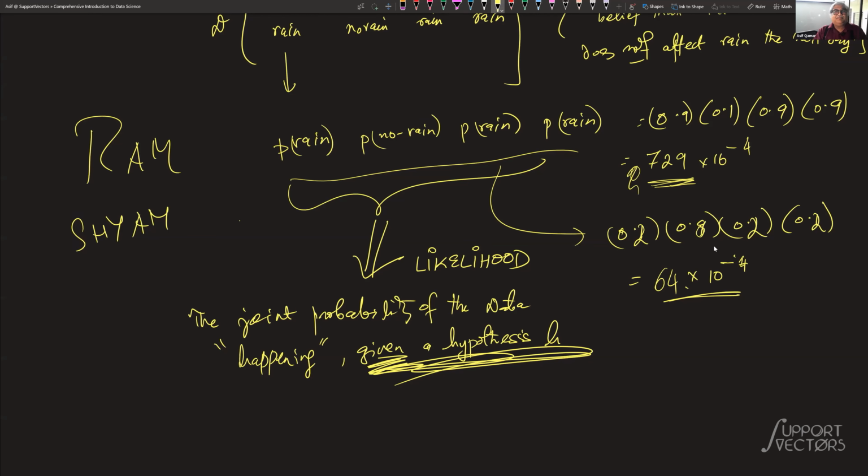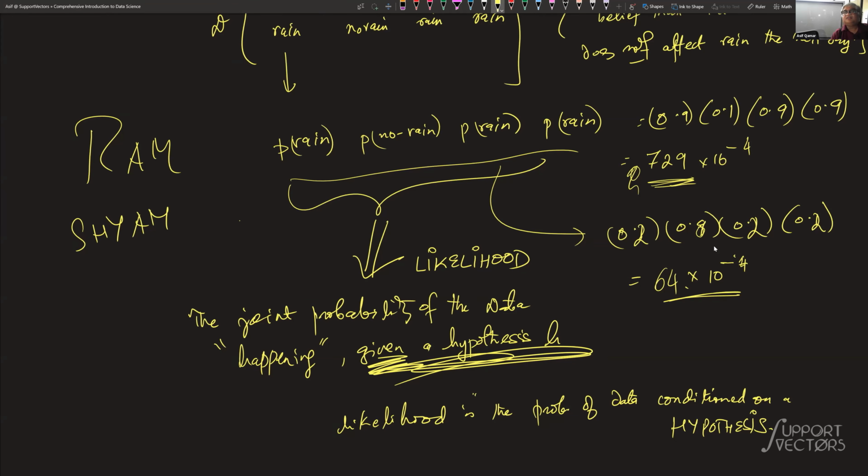The probabilities of something happening and not happening add up to 1. Likelihoods, on the other hand, have no such thing. It doesn't behave like probability. It is just a joint probability conditional on a hypothesis. So can I just call it, likelihood is, in some sense, the probability of data conditioned on a hypothesis. So without a hypothesis, there is no likelihood, right? So if there is no bound on likelihood, then how do you compare?